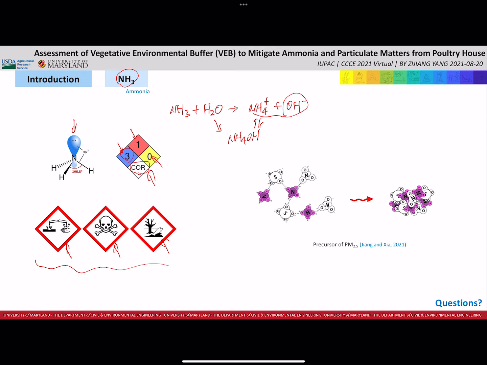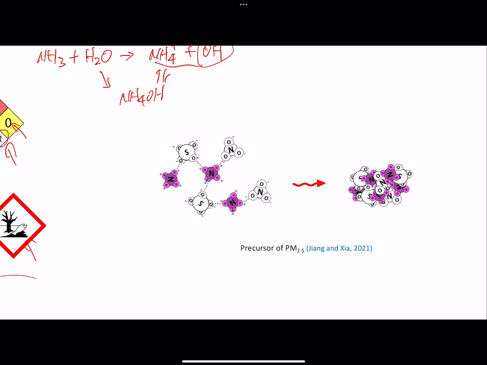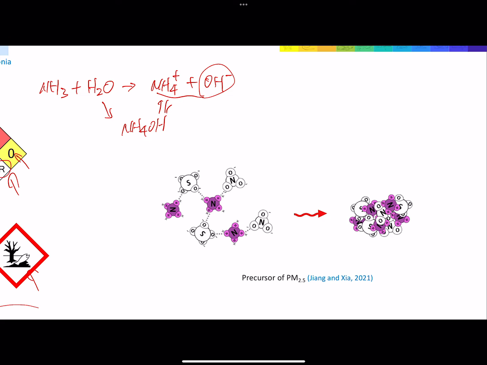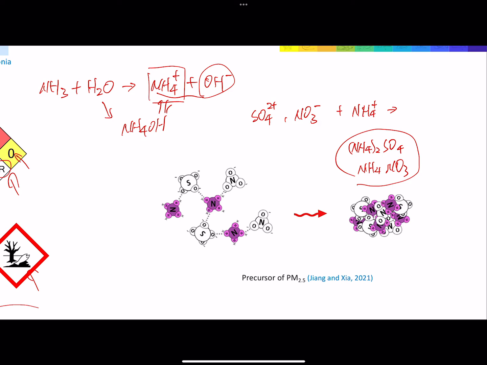And so here are some of the basic properties of ammonia, but I also want to show that when ammonia is released in the atmosphere, we have this one in the water, and in the water we also have SO4 and NO3 minus, and they can react with NH4 plus to form (NH4)2SO4 and this one. But in reality, there may be some clusters staying together. So in the water drop, they may have this reaction, and when the water gets evaporated, they become a solid. And when this becomes larger and larger, they can become PM2.5. So basically, ammonia in the air is a precursor of PM2.5.